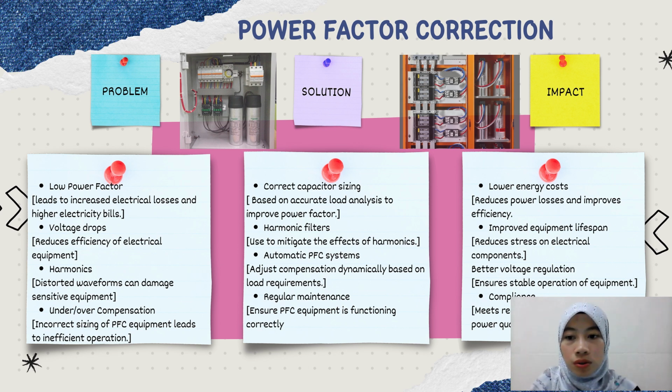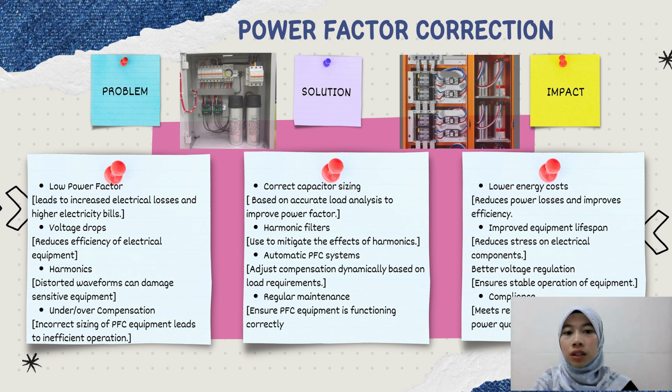And for the solution to all the problems that I mentioned, first, for the power factor correction, correct capacitor sizing based on accurate load analysis can improve the power factor. Second, harmonic filters should be used to mitigate the effect of harmonics. Third, implementing an automatic PFC system allows for dynamic adjustment of compensation based on load requirements. And lastly, regular maintenance is crucial to ensure the power factor correction equipment functions correctly.